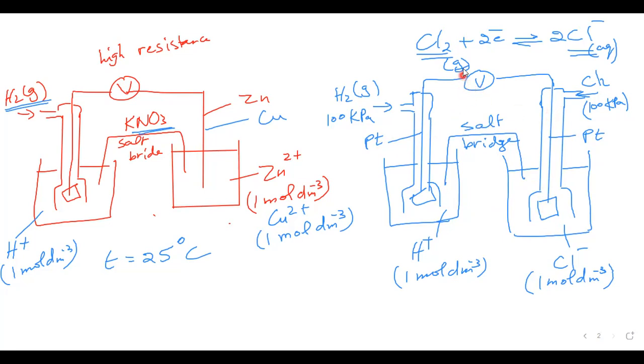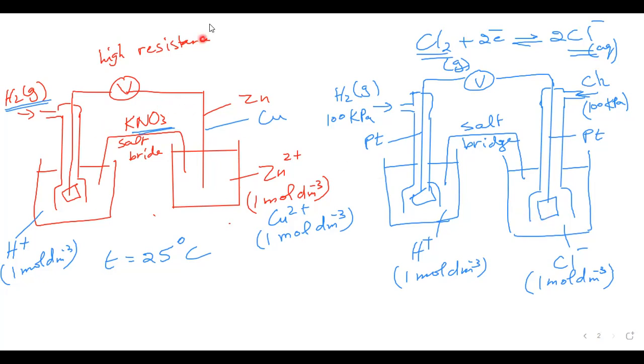And in that case, the voltage that is measured here in the voltmeter, of course, as the voltage of the hydrogen ion, hydrogen gas electrode is 0, this means that the potential or the voltage that is measured here is the standard electrode potential of the chlorine chloride system.